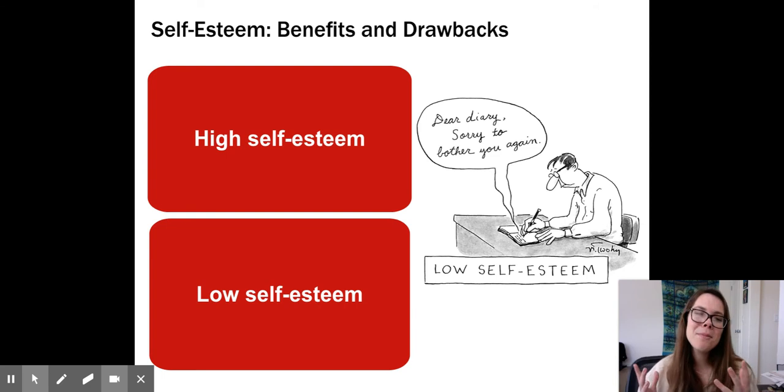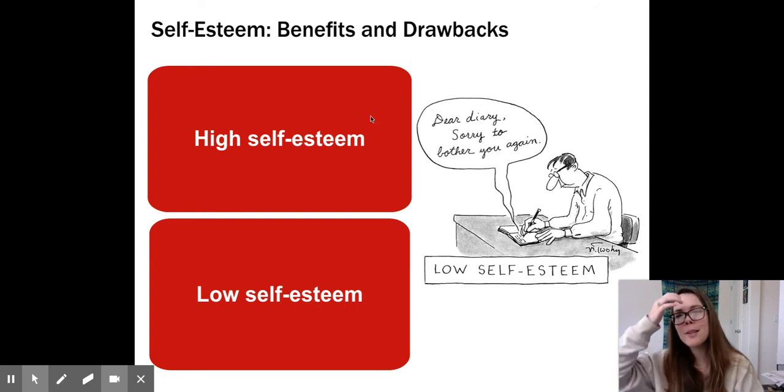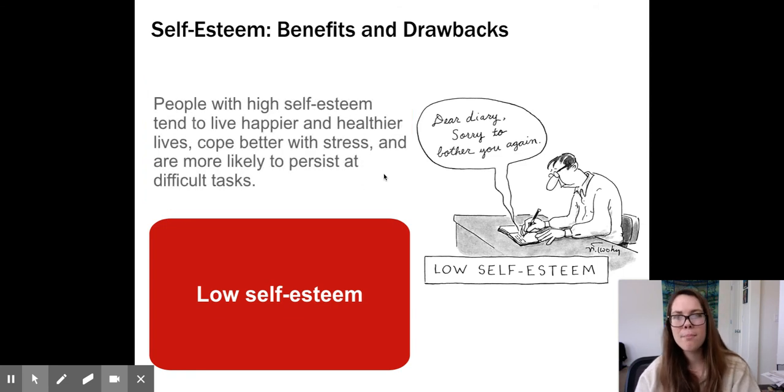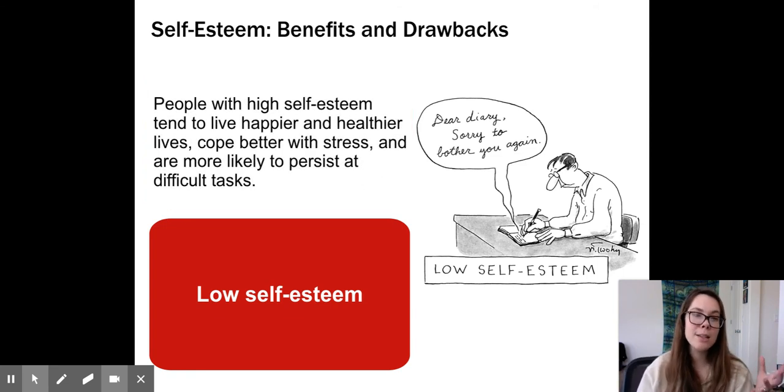And just some things that they talked about. Essentially, some benefits and drawbacks with the self. People with high self-esteem tend to live happier and healthier, cope better with stress, and are more likely to persist at difficult tasks, right? So again, when we think of self-esteem, this is a part of our self theory, right?